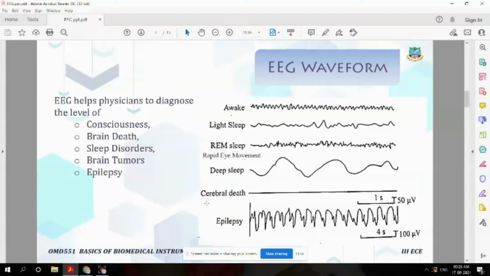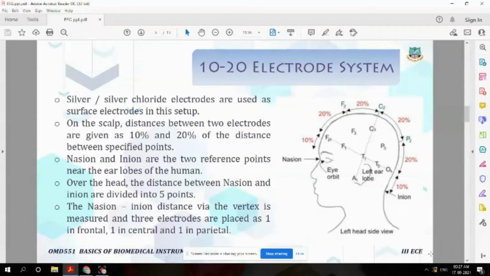When the person is brain dead, there is no waveform, only a line will be presented. Then when the person suffers from epilepsy, this type of waveform will be presented. So based on this waveform, the doctors can easily diagnose what the problem is associated with our brain. Next, we see about the electrode system.